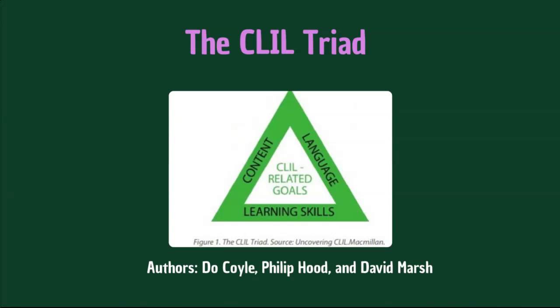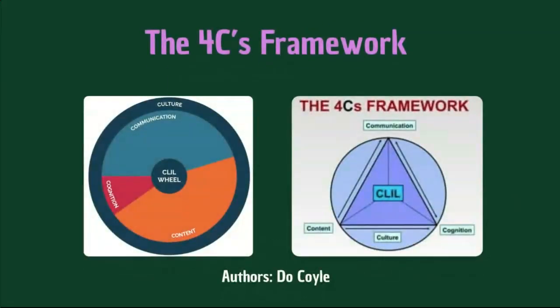The definition of a CLIL triad. This is the conceptual framework which argues that learning in CLIL is not linear, but a constant interaction between three elements: the content, which goes in a specific subject; the language, which goals communication; and methodology, cognition, learning skills, the thinking. These elements must be balanced for the process to be effective. Authors Coyle, Hood, and David Marsh in the 90s.